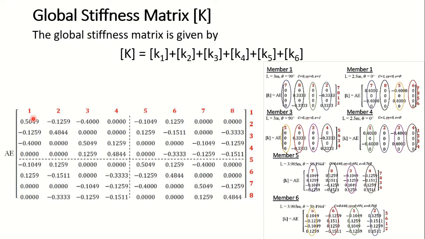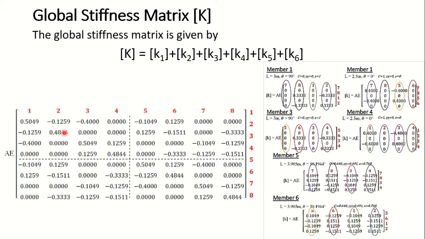Okay, so similarly, if I go for this second one, this will be k21. If I add up the k21 here and the k21 over here, it is minus 0.1259. Okay, 0 plus 0 plus minus 0.1259, this is the value that is coming over here.